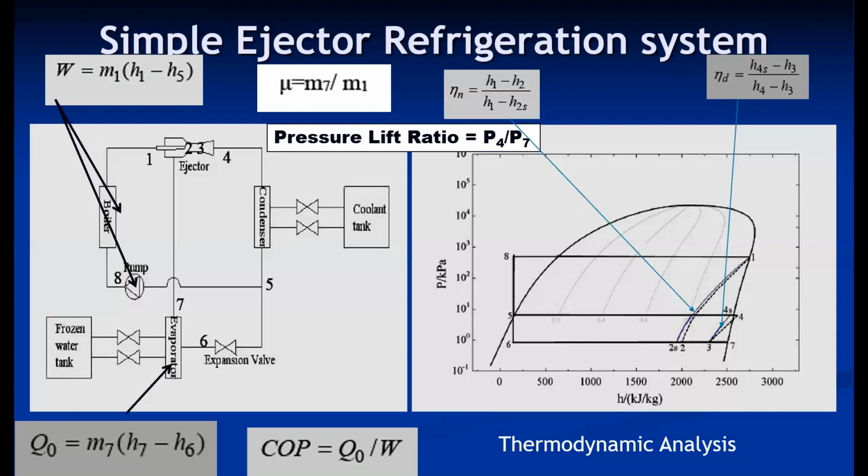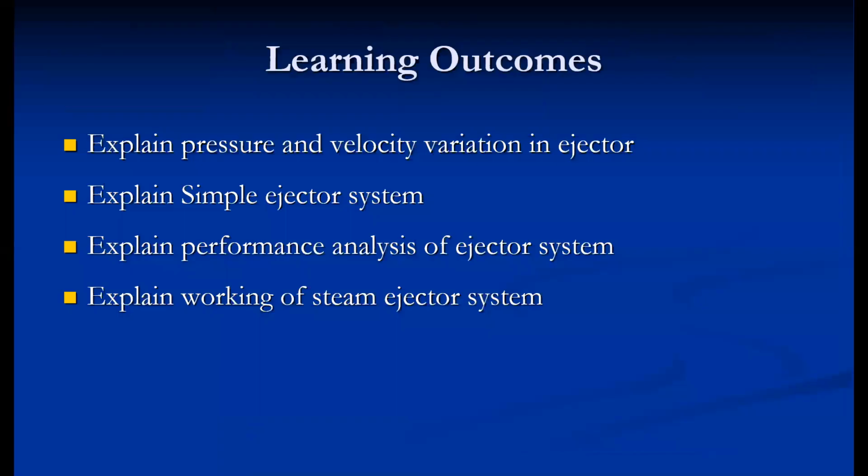In addition to the thermodynamic analysis, the pressure lift ratio can also be calculated. It is the ratio of P4 by P7. P4 is the pressure at the diffuser outlet, and P7 is the secondary fluid pressure, so that is also called the compression ratio of the secondary fluid. And the expansion ratio, which we already discussed in previous slides, is the ratio of the pressure of the primary fluid to the pressure of the secondary fluid. So these are some performance parameters associated with the simple ejector refrigeration system that we have discussed.